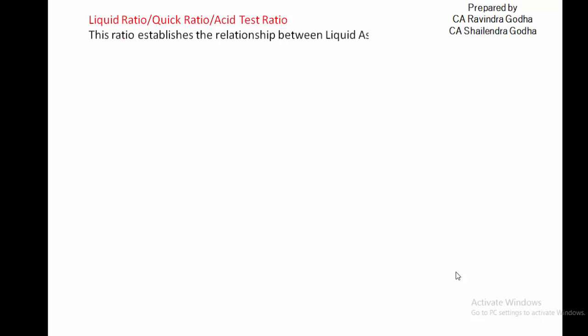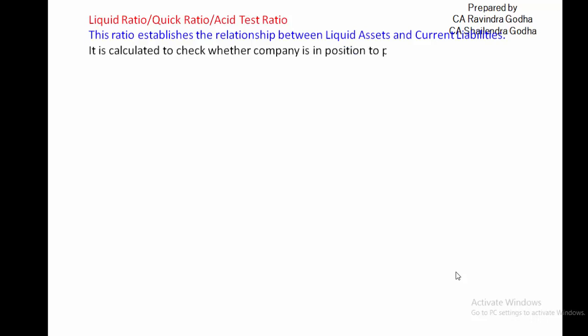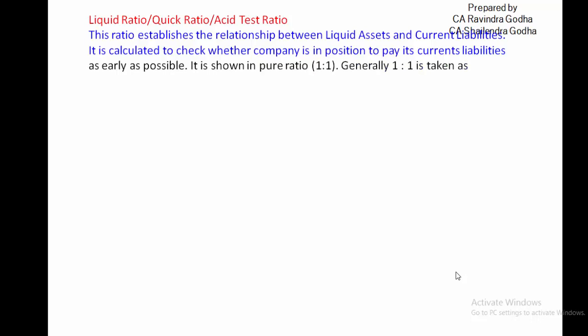Today I am explaining to you the liquid ratio, or quick ratio, or acid test ratio. This ratio establishes the relationship between liquid assets and current liabilities. It is calculated to check whether the company is in a position to pay its current liabilities as early as possible. It is shown as a pure ratio.